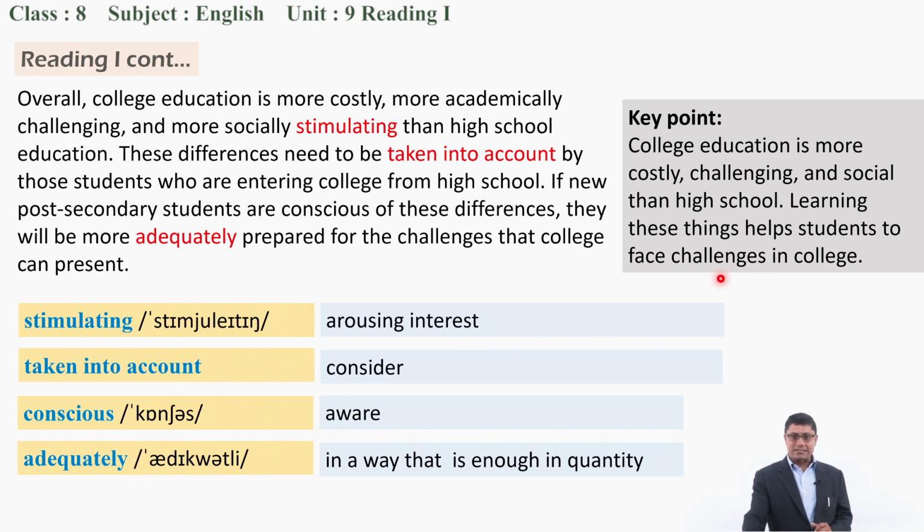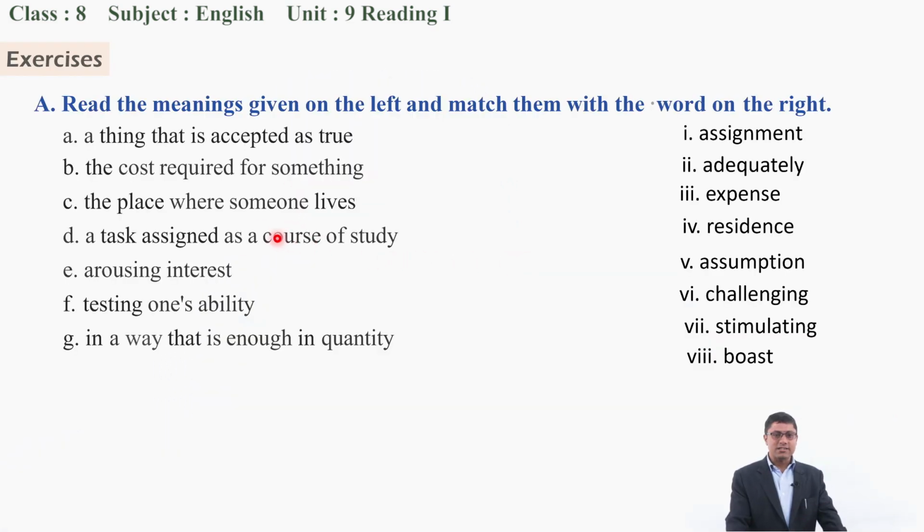Now, dear students, it's the time to do the exercises. So, let's move on to the exercises. Let's look at the first exercise given in your textbook. It says, read the meanings given on the left and match them with the word on the right. So, you have meanings here. A thing that is accepted as true, the cost required for something, the place where someone lives, a task assigned as a course of study, arousing interest, testing one's ability, in a way that is enough in quantity.